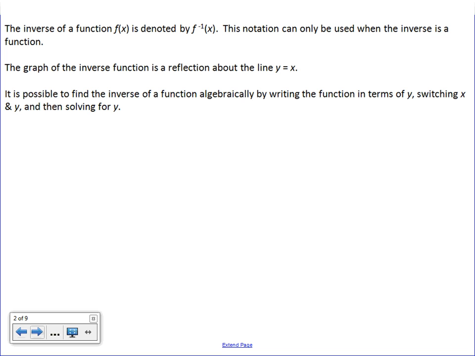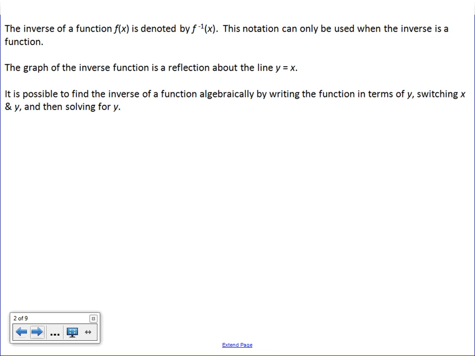Now, the inverse of a function f at x is denoted by f inverse of x. This notation can only be used when the inverse is a function. So if you algebraically determine the inverse and the result is not a function, don't use that notation. Just leave it as y. Okay? Does that make sense?